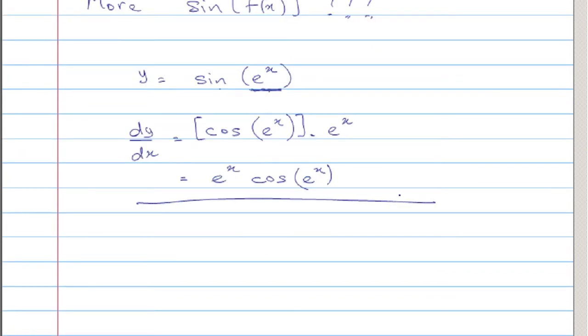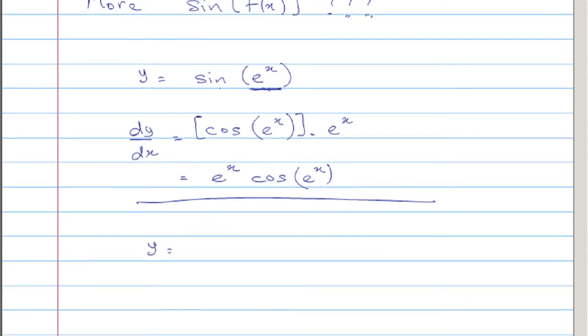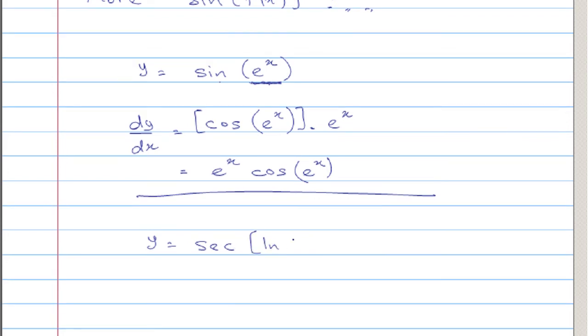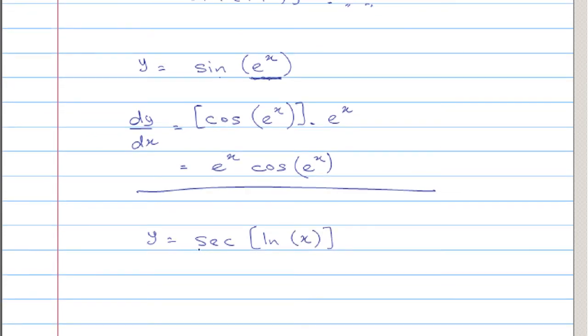Okay, let's take another example. So that was a relatively easy one. Let's say we'll use something with ln. So let's say we have y equals sec of ln x. And once again, this is a composite function. I have the sec of the ln of x.